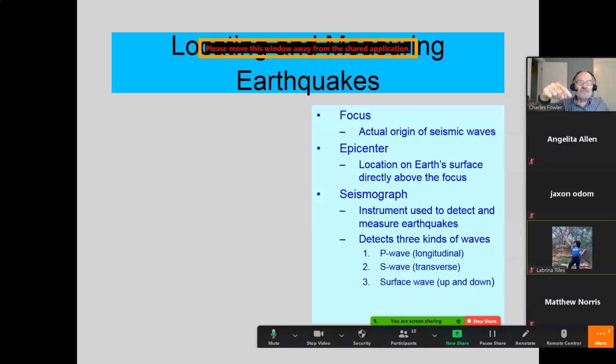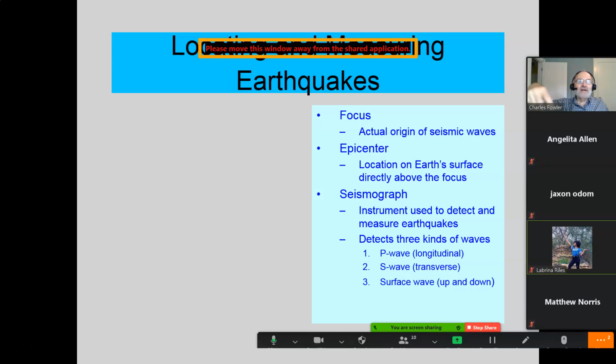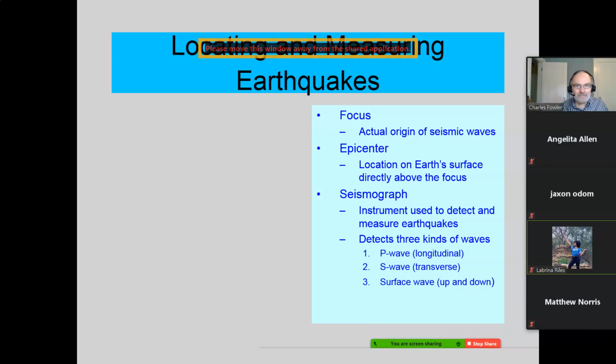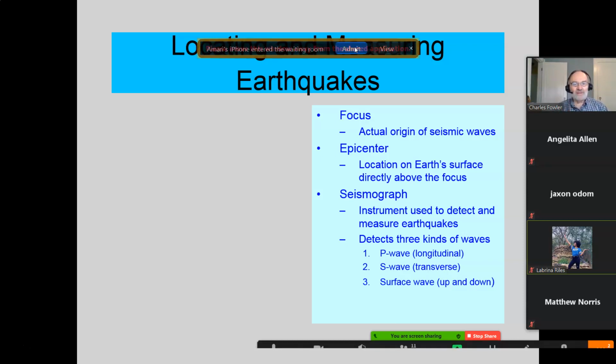the focus is where the earthquake occurs. Generally, somewhere underground, usually very deep underground. The actual origin of those seismic waves. Now, what we talk about all the time and what you'll hear on the news, the epicenter of the earthquake.